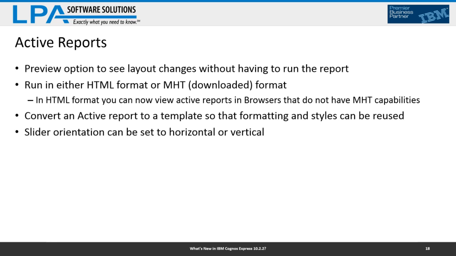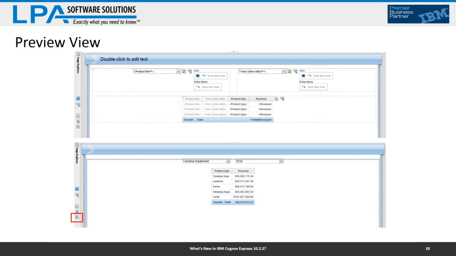Active reports can be converted to templates in this release, which was not something that we had before, and a new property on sliders so that you can set them to either horizontal or vertical orientation. But let's look at this preview button.